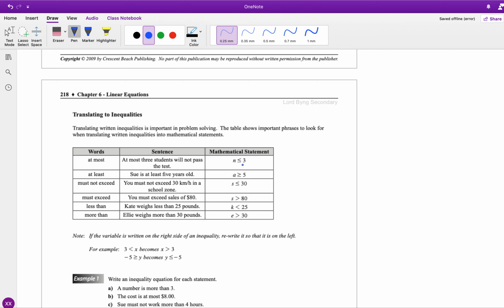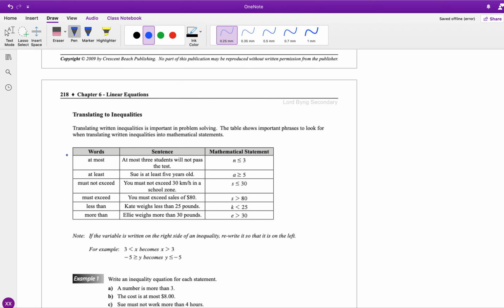And all the other numbers are all smaller than 3. Okay? At least, same thing. Sue is at least 5 years old. So she might be 6, she might be 7, difficult to tell, but at least she's 5 years old. So her age is at least 5, but perhaps, or very likely, larger than 5.